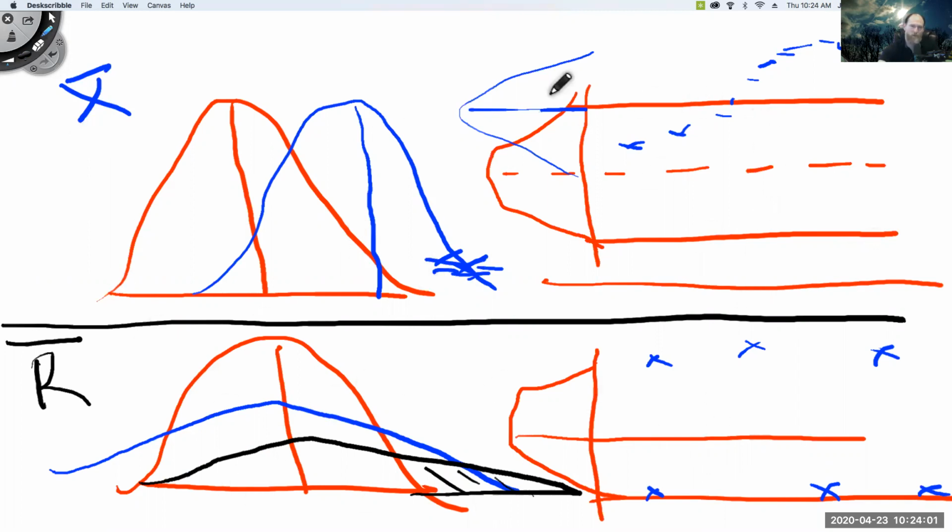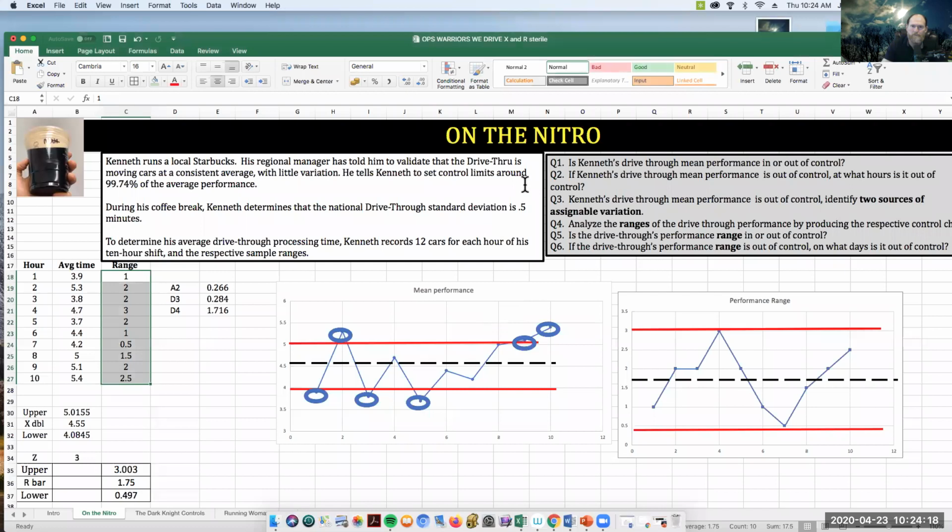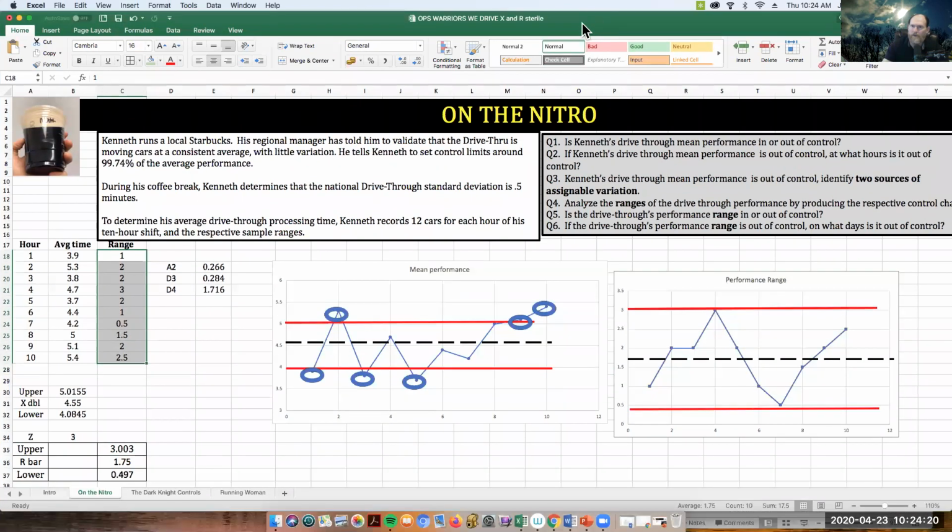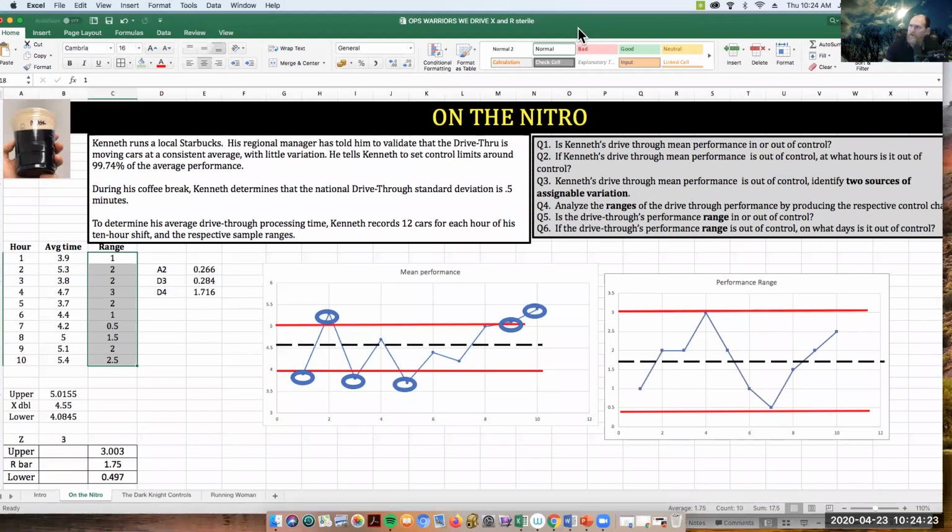Okay, so this is important theory to know. Again, it's valuable to say, hey, it's out of control, but it's even more valuable to be able to interpret what that means. Okay. All right. Any questions on anything we just did so far?